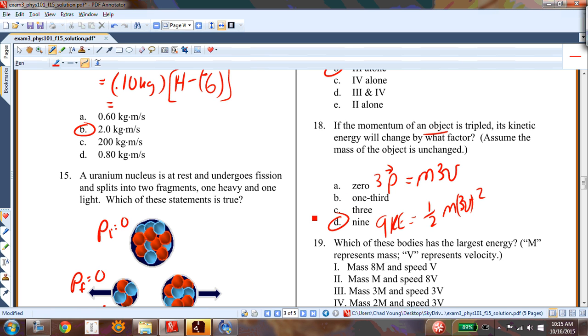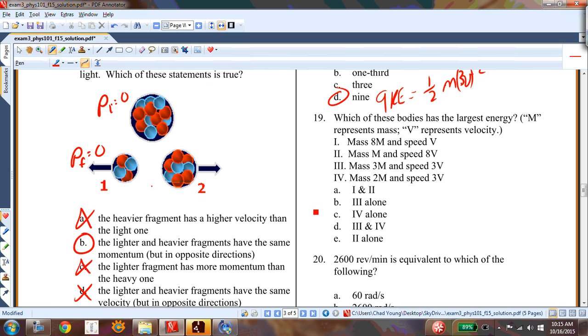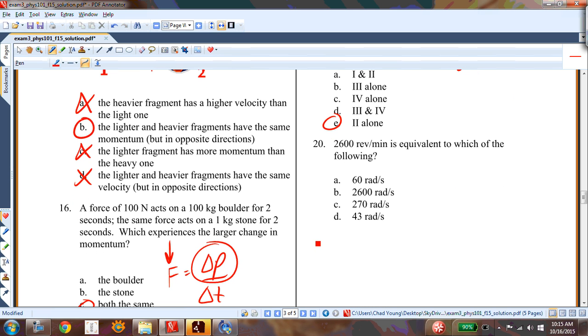So D is 18. Which of these bodies has the largest energy? All right, so just like number 17, but here I'm looking at 1/2 mv squared. So the coefficient of v I'm going to square. So I'd do like 8 times 1 squared, that's 8. Here I would do 1 times 8 squared, that's 64. Here I would do 3 times 3 squared, that's 3 times 9 is 27. And 2 times 9 is 18. So it looks like 2 is the right answer. E is 19. 2,600 revolutions per minute is equivalent to which of the following?